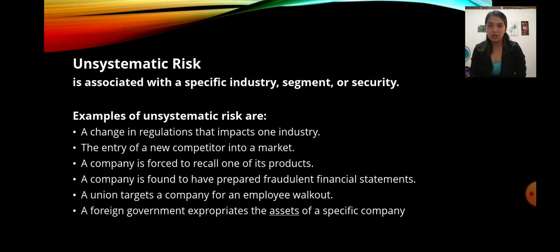So moving forward to the last discussion, the unsystematic risk. It is associated with a specific industry, segment, or security. The following are examples of unsystematic risk: a change in regulations that impacts one industry, the entry of a new competitor into the market, a company is forced to recall one of its products, a company is found to have prepared fraudulent financial statements, a union targets a company for an employee walkout, and the last one, a foreign government expropriates the assets of a specific company.